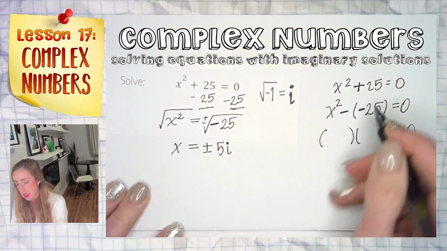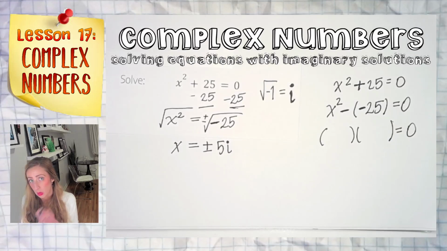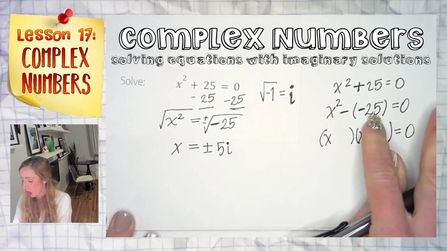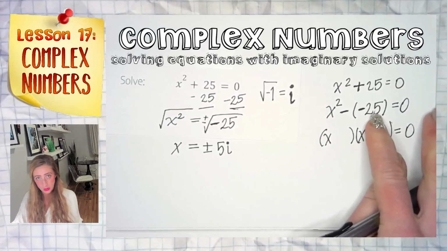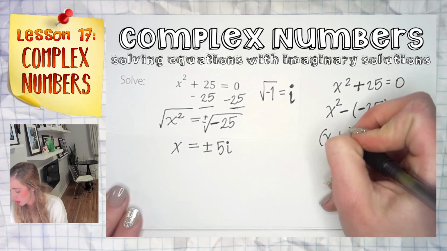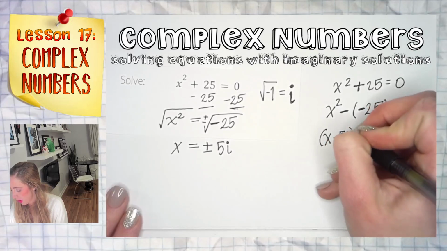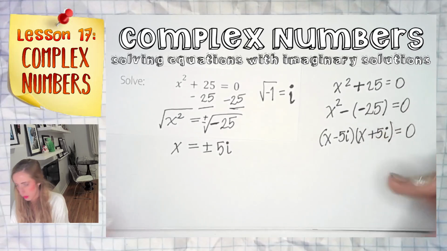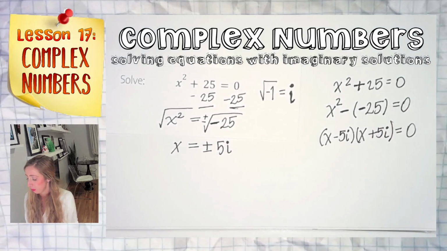So what is being squared to make x squared? Or what is the square root of x squared? That would be x. What's the square root of negative 25? Well, the same thing we just saw over here. It's 5i and negative 5i, and that is what we'll use. Minus 5i and plus 5i, obviously either one could be plus and minus, doesn't matter. And there you have it.